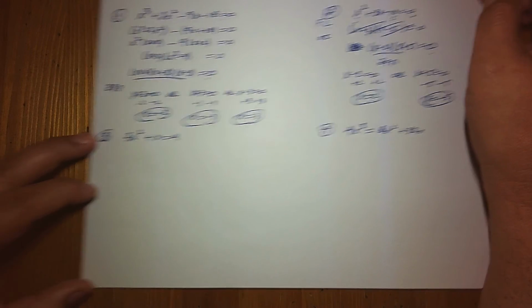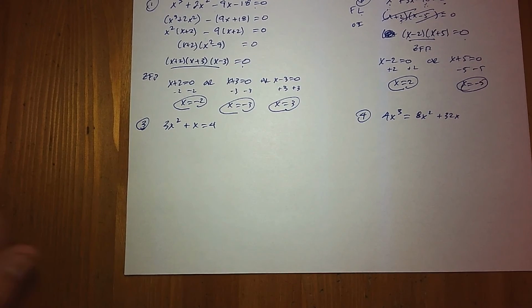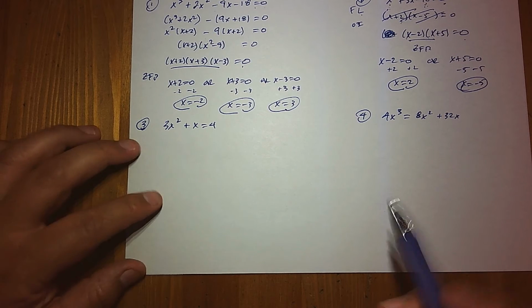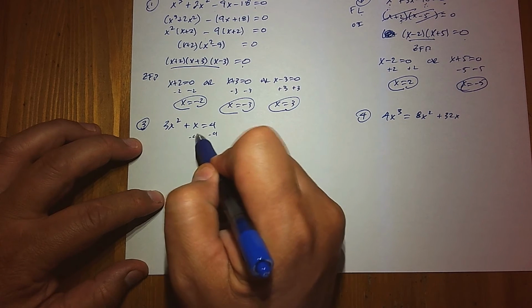Number 3, I try to make things a little hard because you'll notice that to start off, one side's not equal to 0. And we'll just fix that. We'll just subtract 4 from both sides.